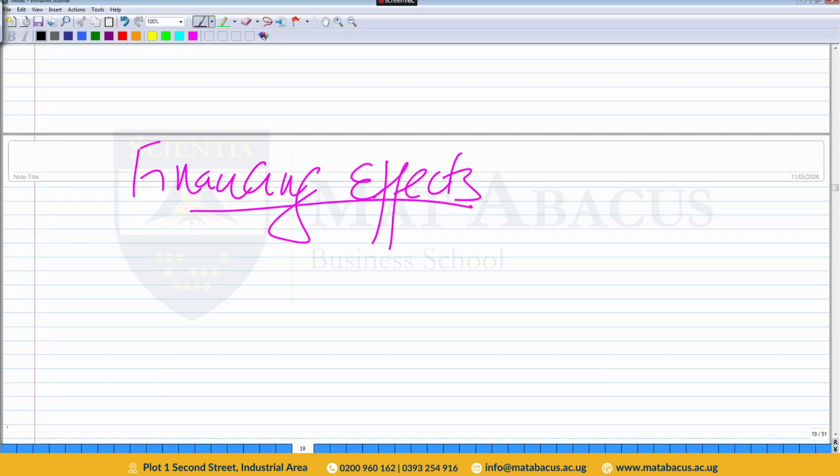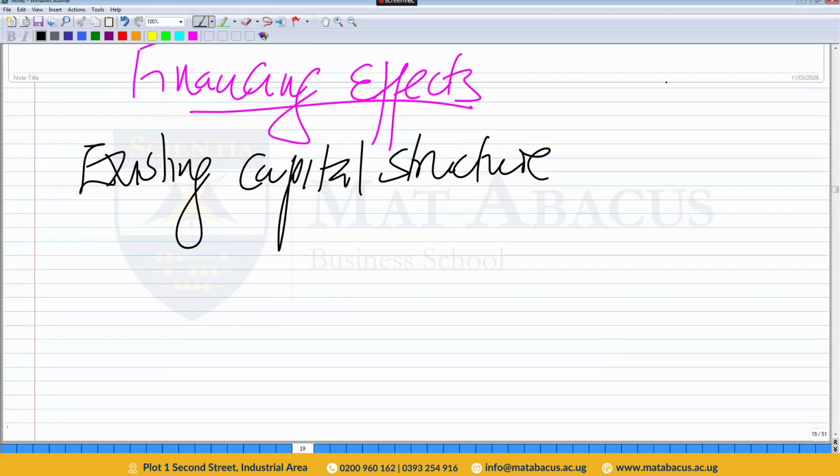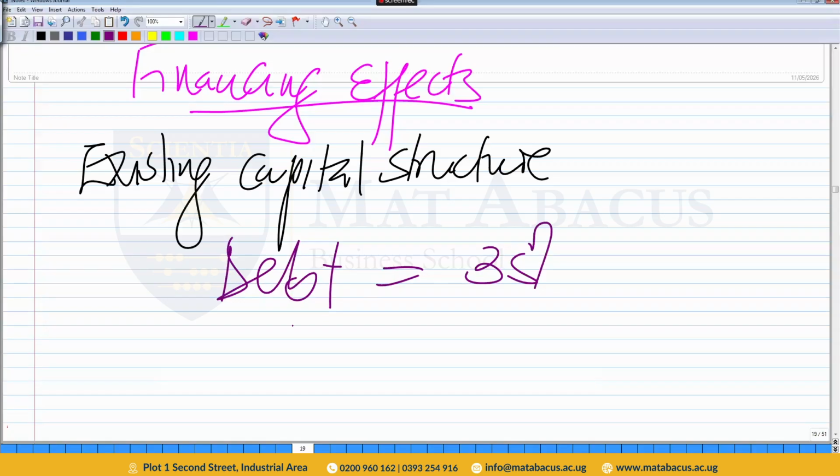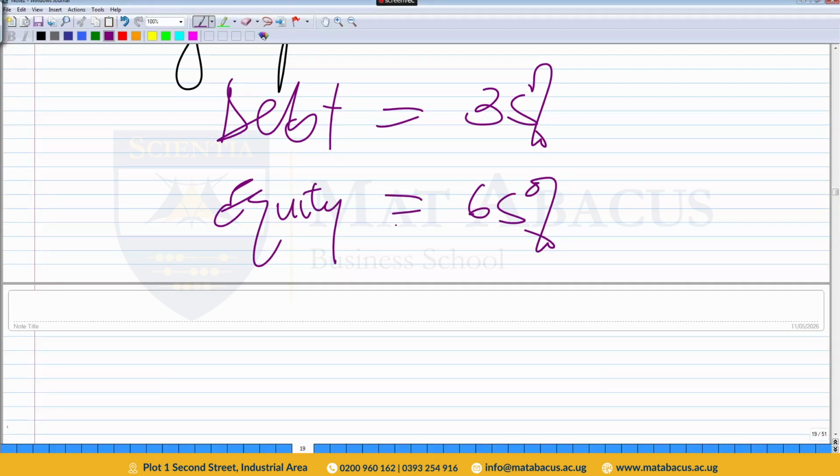And existing capital structure, they are telling us the existing capital structure. They are telling us debt is actually 35%, and then equity is 65%. So now we go, here I'm not going to use Excel.